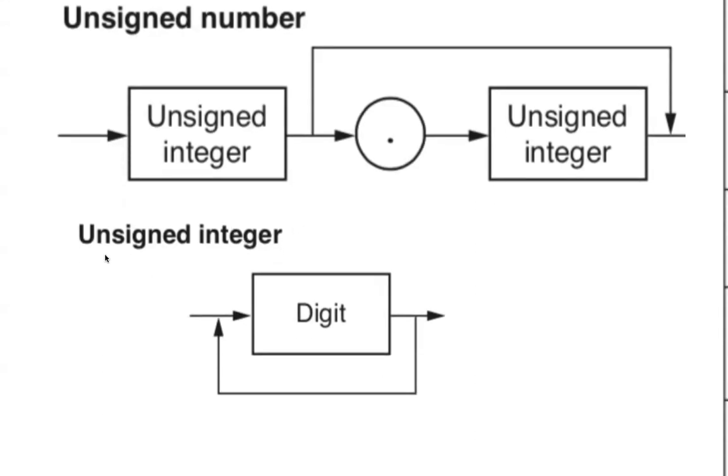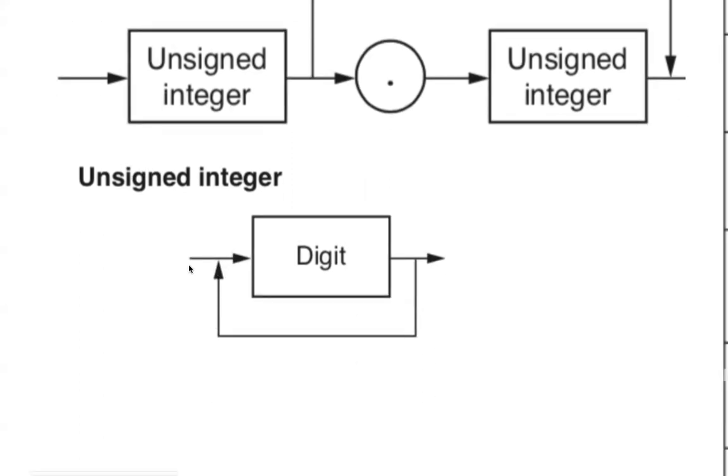So what is an unsigned integer? An unsigned integer can be a digit. Now, as you can see here, there looks like a loop. So that digit can be of length 1 only, or it could be of any length as well.